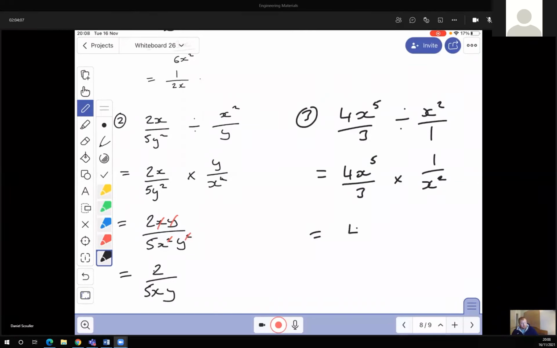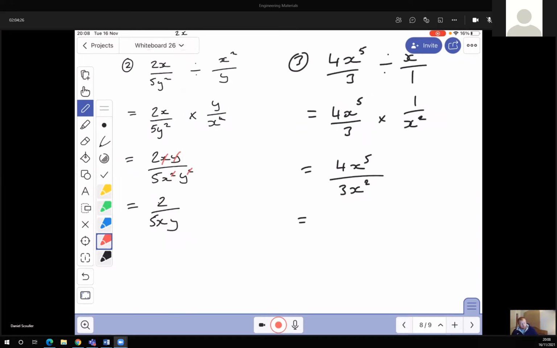Okay. 4x to the power of 5 times 1 is just 4x to the power of 5. Bottom becomes 3x cubed. X squared, x cubed, doesn't matter. The powers, you just take them away from each other. It's left with 4x cubed over 3.